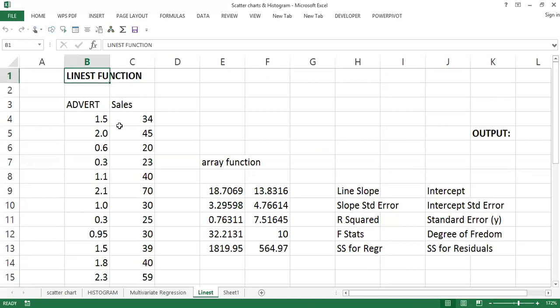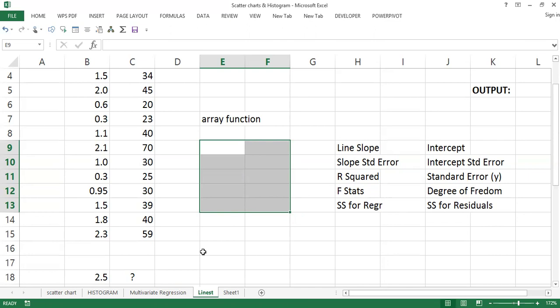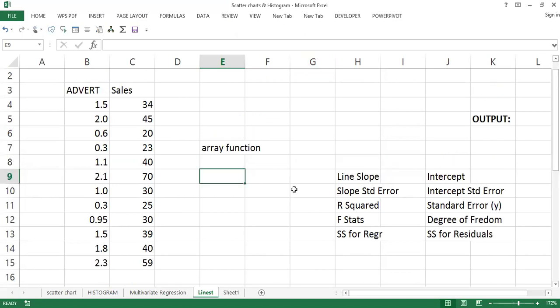That is by using what is called the Linest function. We worked on this very data before, so I'm going to use it to illustrate. Let me delete this output. We can use the Linest function also for regression analysis, for linear regression.